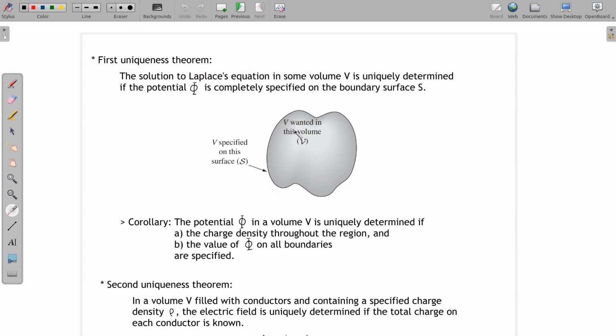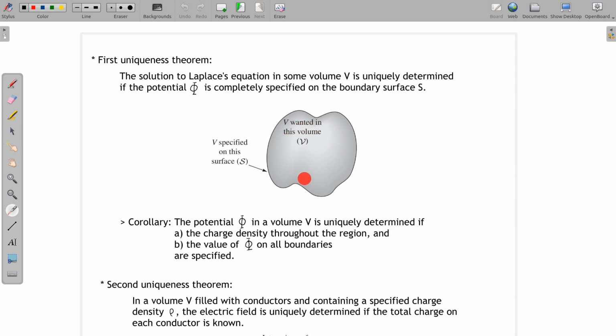That means I want to know, because what is the Laplace equation? The Laplace equation is the Laplacian of phi equal to 0. If we solve this, we will get phi, that means we will get the potential. So I want to find out the potential within some volume. So how do you find out the potential within some volume?